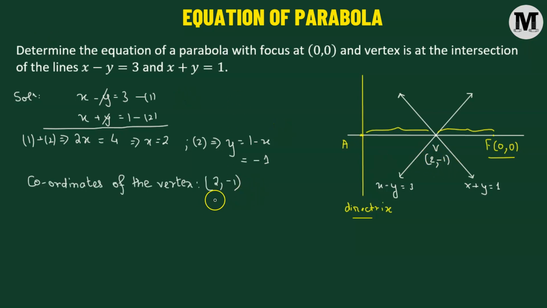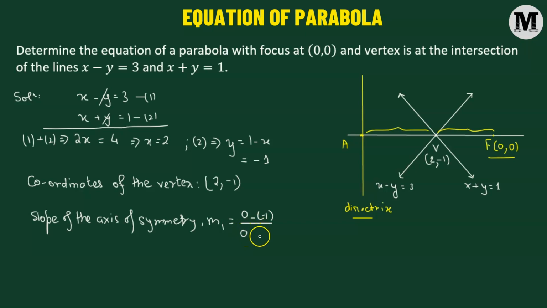Now that we have the coordinates of the vertex, we'll find the slope of the axis of symmetry. Let's denote it by m1. All we have to do is take the ratio. In the numerator, we take the difference of the y coordinates, focus minus vertex, so the y coordinate of the focus minus the y coordinate of the vertex, divided by the difference of the x coordinates, the x coordinate of the focus minus the x coordinate of the vertex. This is going to give us negative 1 over 2.